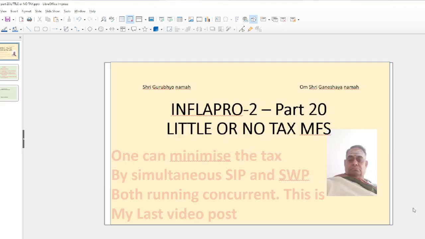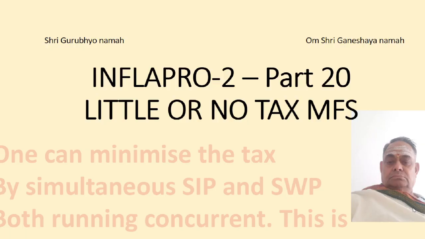Om Shri Ganeshaya Namaha. This is Inflapro 2nd, part 20. The topic is little or no tax mutual fund schemes. One can minimize the tax by simultaneous SIP and SWP both running concurrent. This is my last video post and I'll be going slow. Please tolerate.